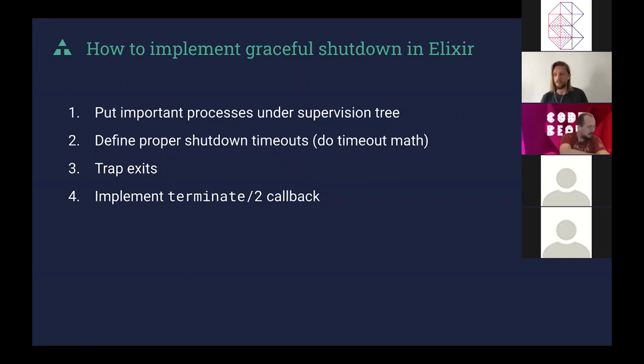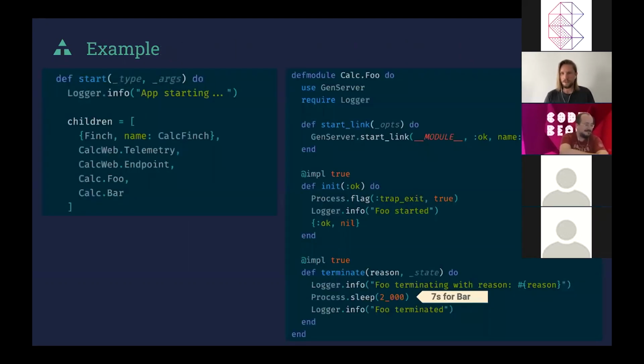If, for instance, your app for some reason usually needs 70 seconds, you can configure it. So after doing the timeout math, in those important processes, you trap exits and you implement the terminate callback. And that's the generic approach.